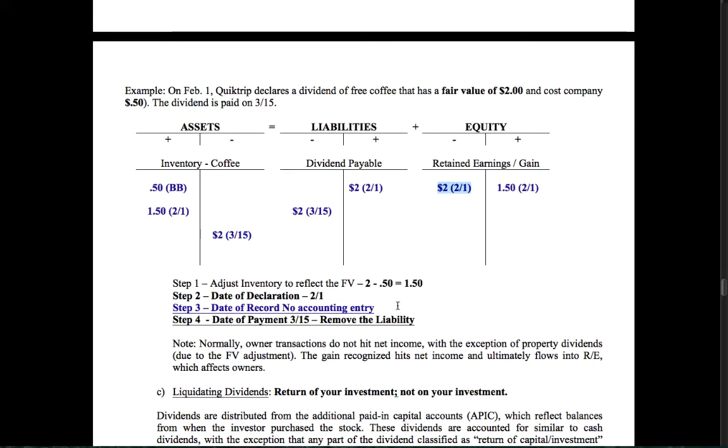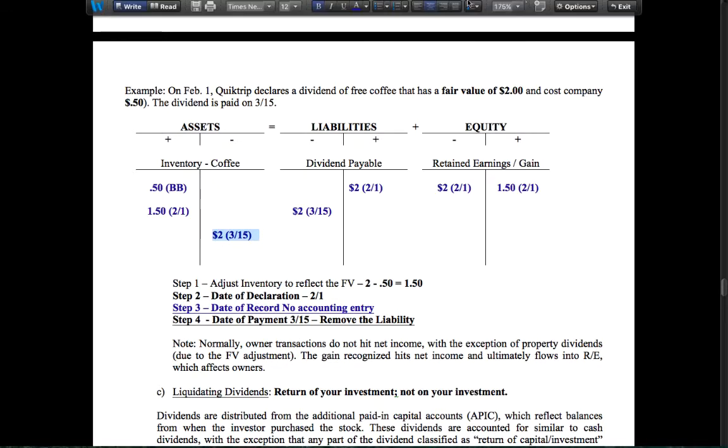Next, at the date of record, we know that there is no accounting entry made on this date. And then lastly, on step 4, the date of payment on 3/15, we have to remove our liability of $2 and pay out the asset that is backing the dividend.